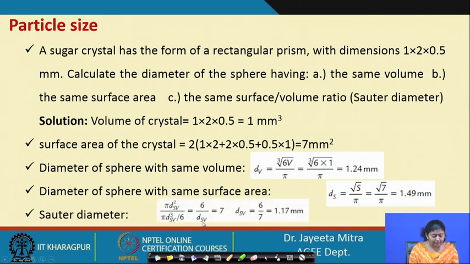And the last one is the Sauter diameter, that is the ratio of the surface area to volume. We know that the surface area we have got is 7, volume is 1. So, 7 by 1 is 6 by DSV. So, the Sauter diameter will be 1.17 mm. We can also try to identify in which case the diameter is coming out minimum if we take the different specific equivalent diameters. That we can calculate.